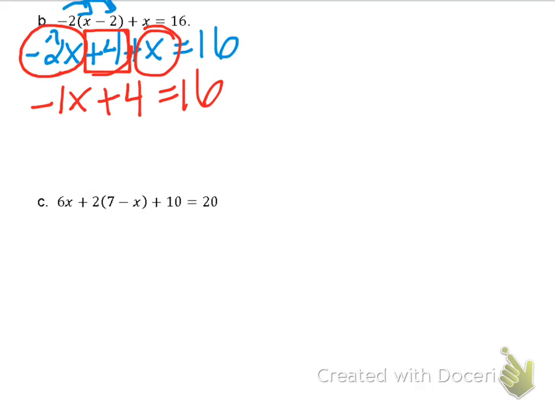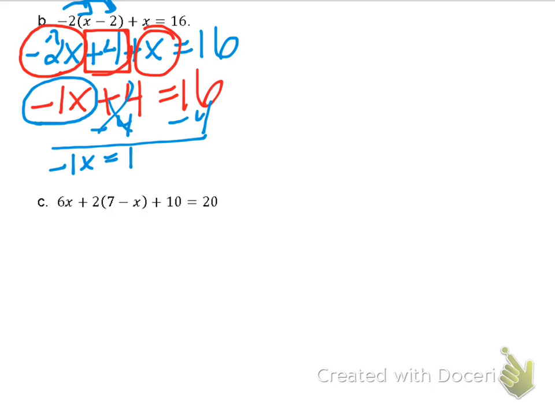The next step is to get this term by itself, which means we have to get rid of the plus 4, so we do the inverse. And now we need to get rid of that negative 1, so we divide by negative 1. And we have x equals negative 12.